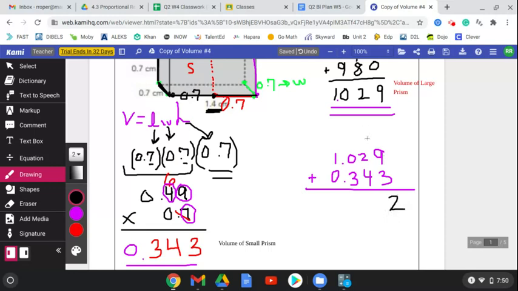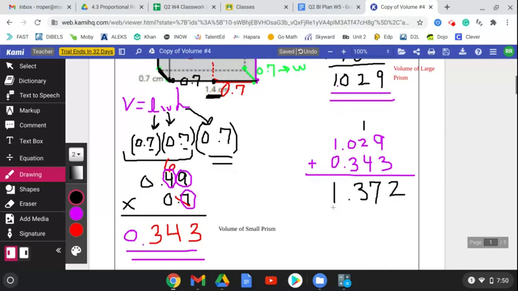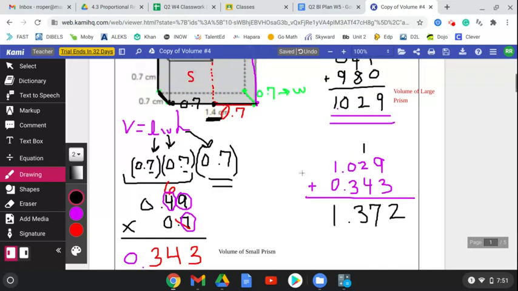9 plus 3 is 12. So I'm showing how I'm carrying the numbers. 1 plus 2 is 3. 3 plus 4 is 7. 0 plus 3 is 3. My decimal comes directly down when adding decimals. So it's right there. And 1 plus 0 is 1. So this is 1.372. The last thing that I should do is label my answer. Area is in square units, but volume is in cubic units. So this is centimeters cubed.